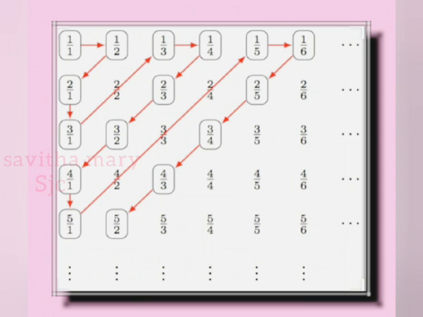I have mentioned only the positive numbers. In this way you can count the negative numbers also. So this is the procedure for counting rational numbers. So we conclude the rational numbers are also countable.